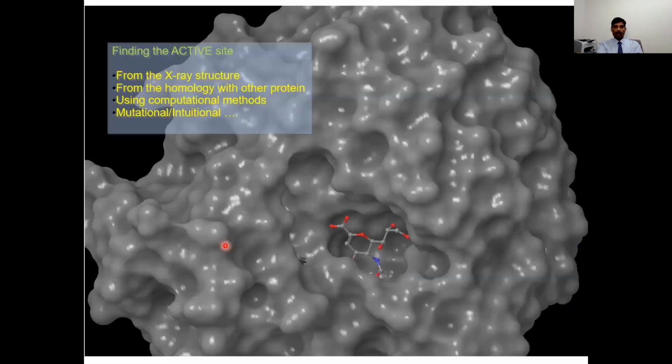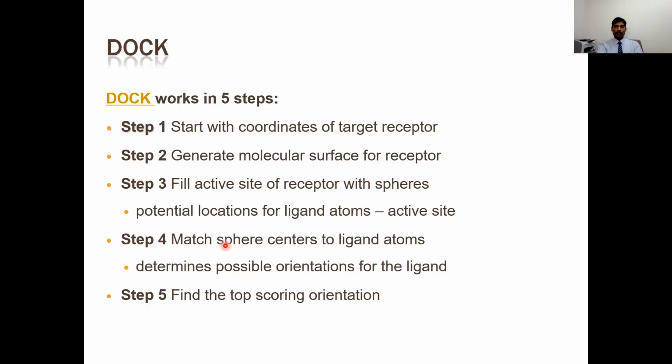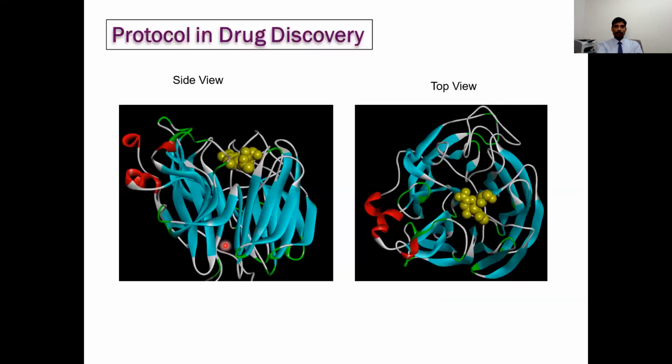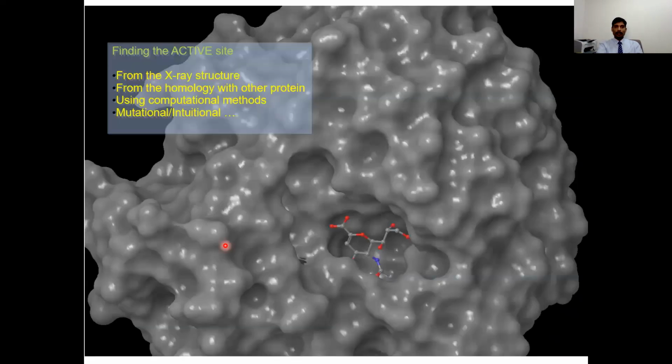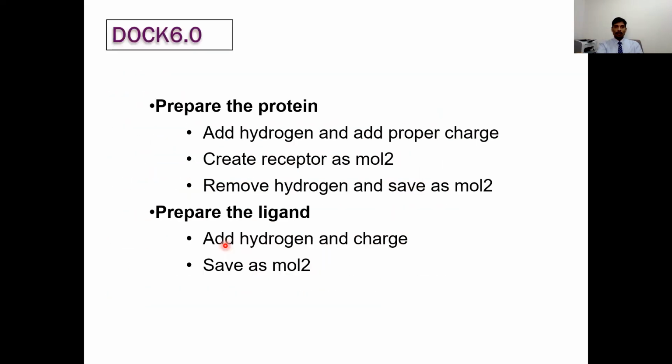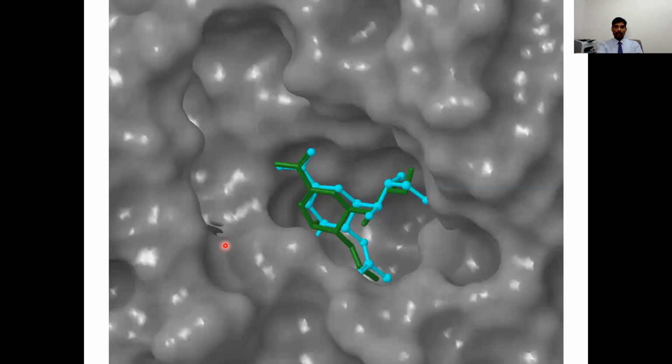And based on that, we have different software to do the docking studies. So this is the protein, and the protein has the active site, and the ligand is binding to the active site. See, two ligands are binding. One is a natural one and the other one is a drug candidate.